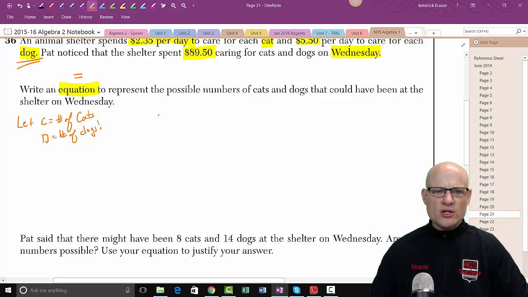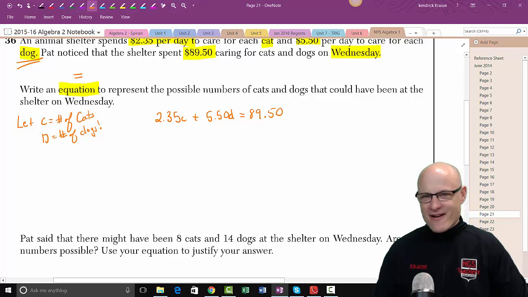All right, so 2.35 C plus 5.50 D is equal to 89.50. See how there's an equal sign? 89.50. Bam! That was simple.